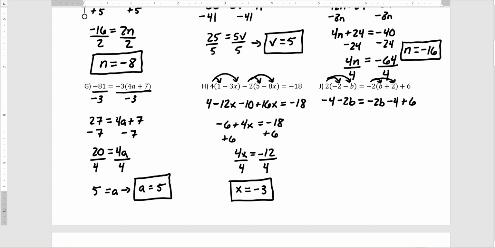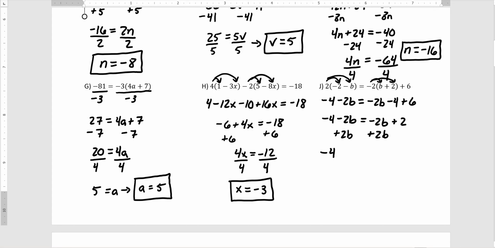All right, so now let's combine our like terms over here. So negative 4 minus 2b will equal negative 2b. Negative 4 plus 6 would be positive 2. And now I got to get my b's on the same side. So to undo this negative 2b, I'll add 2b. Whatever I do to one side, I got to do to the other.